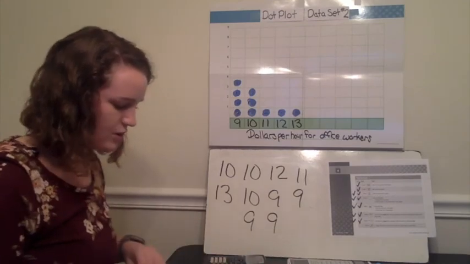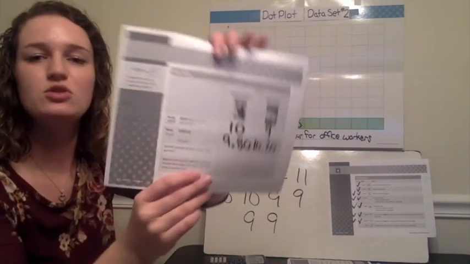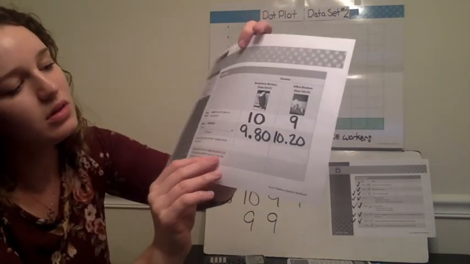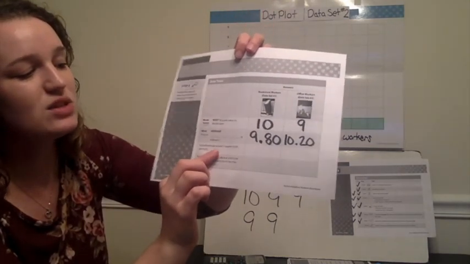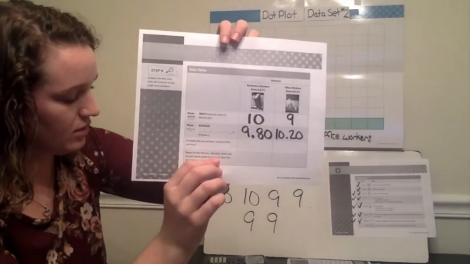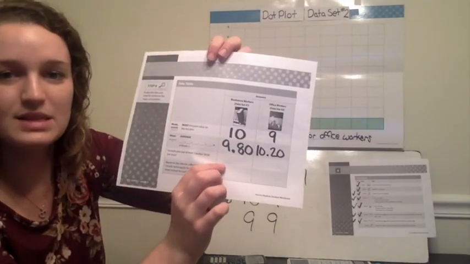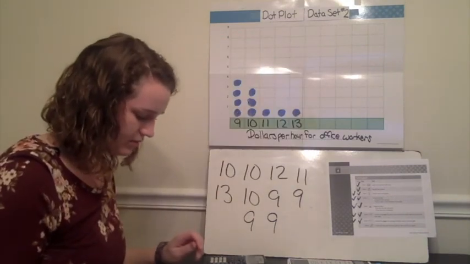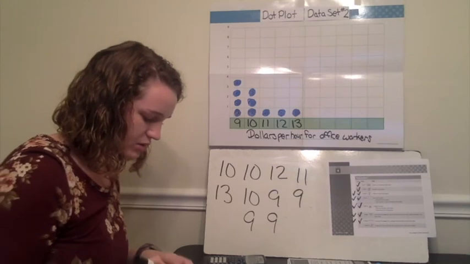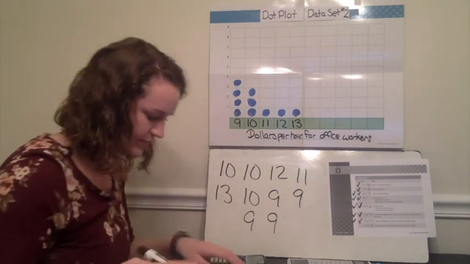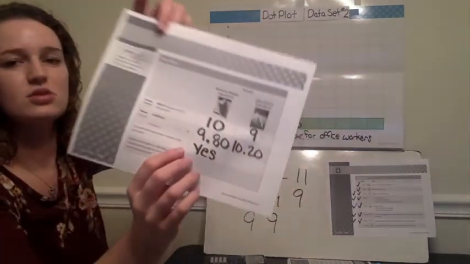Okay, so for our question on page 20, do both jobs pay at least one person $9 an hour? And for data set 1, we did find that they paid 3 people $9 an hour. So we're going to put yes here. Yes, just like that.